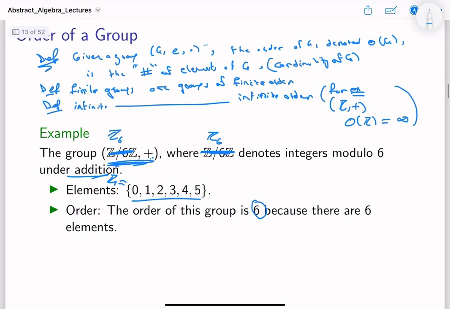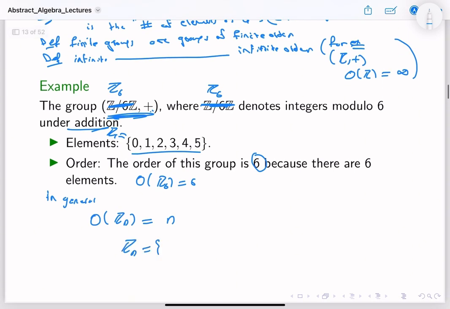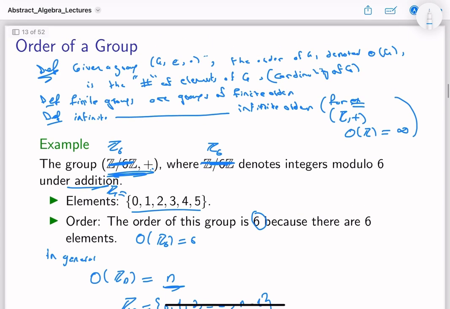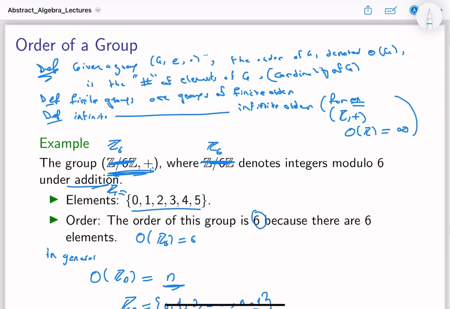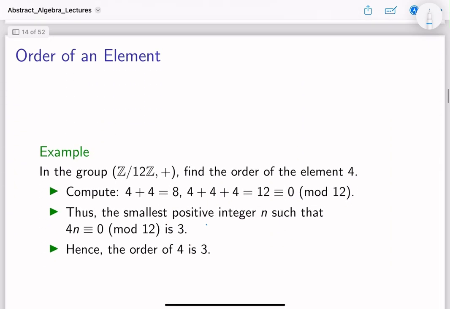And in general, so let me just say here, the order of Z6 is 6. And in general, the order of Z sub n is actually n, because remember, Z sub n is the set of 0, 1, 2, up to n minus 1. If you count, these are actually n. Okay, so this is an example of a finite and an infinite group. It's a basic concept. Keep it in mind. Anyways, so the next thing.